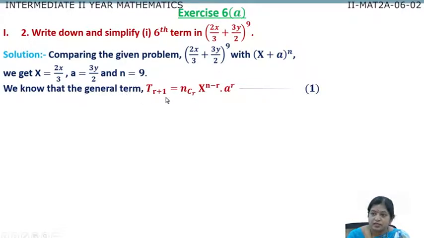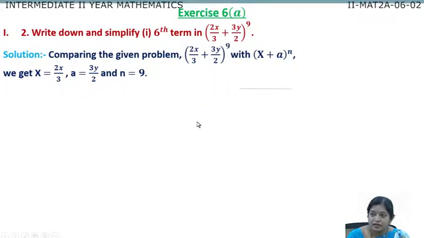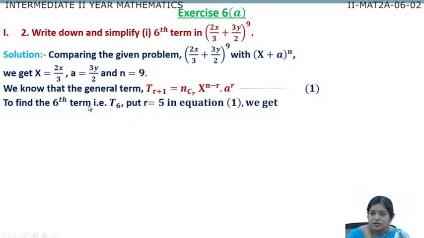We know that the general term T(r+1) is equal to nCr x to the power of (n-r) into a to the power r. So what we need to find is the sixth term, that is T6. How much should I put in the place of r to get T6? When we put 5 in the r place, we get T6, so the r value is 5.